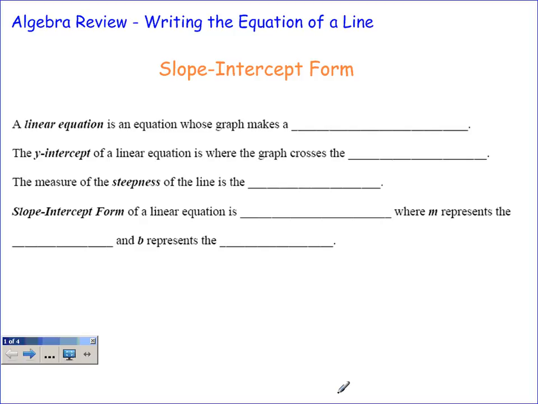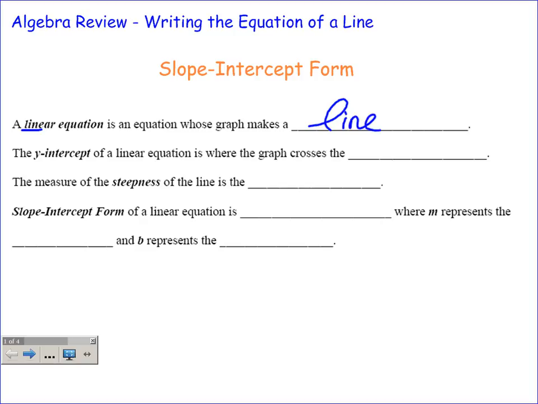Slope-intercept form. A linear equation is an equation whose graph makes a line. It's a linear equation, so it forms a line. Please write the word line on the line.